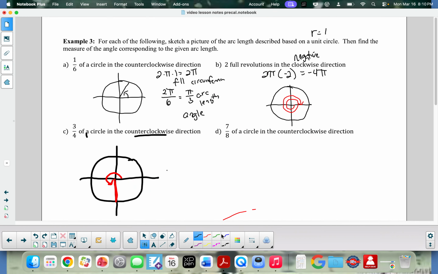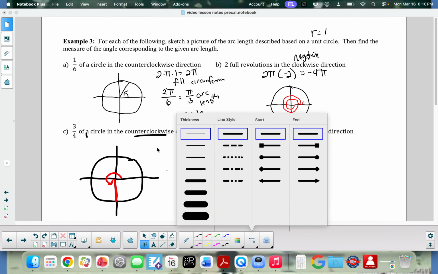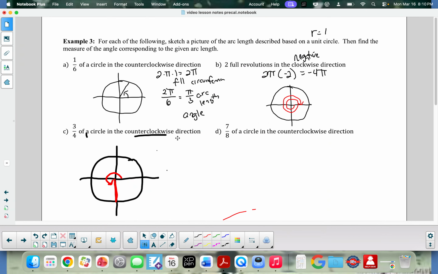Okay, so same deal as last time. Again, full circle is 2 pi because the radius is 1. So 2 pi basically times 3/4. That's all you're going to be doing. Okay, so 2 pi times 3/4 is 6 pi over 4, right? Because we multiply fractions, top, top, bottom, bottom. And then please simplify your fractions. In this case would be 3 pi over 2.